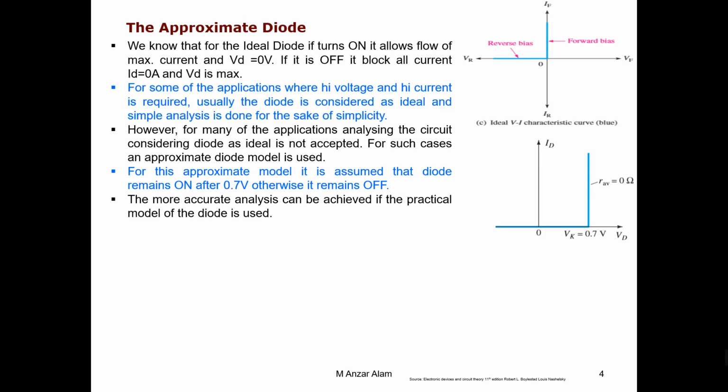So for the cases where you want a very accurate analysis, you need to calculate very carefully, because you are doing some design work, some research work, or maybe some manufacturing work. So you want very high accuracy. Under such conditions, neither this will be used nor this, but we will use the practical diode, the diode which we have in our hand, and we will draw the VI characteristic curve for this diode, or we can take that characteristic curve from the manufacturer manual.